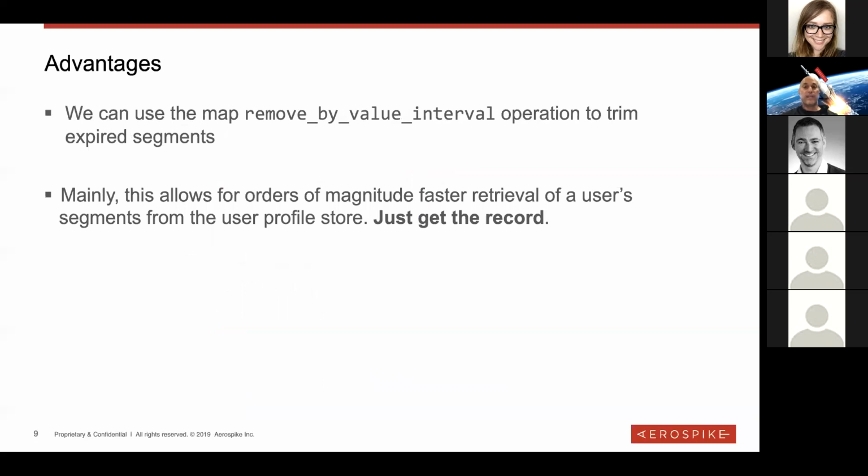So another advantage is that we can also quickly, with a single operation, expire all the segments that we want to get rid of. This data is going to continuously grow, right? If nobody is trimming this data, then this database, even if we weren't adding cookies, devices or users, would still continue to grow because more and more segments would come in. But some of these segments, like we said, are stale. So you can use this map remove by value interval operation to trim the segments. And that would be with a single call.